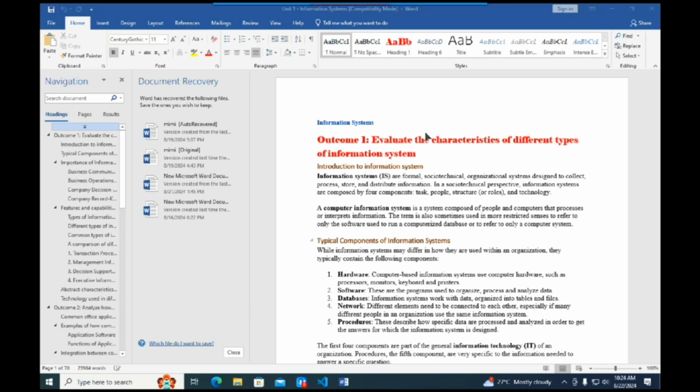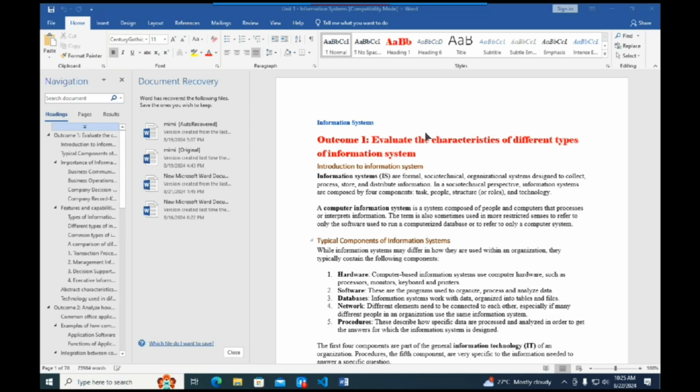So the first outcome is evaluating the characteristics of different types of information systems. And the first thing that you're going to look at is the introduction to information systems. Under introduction to information systems, there are two terminologies that we need to define and look at closely. The first terminology is information systems. We need to know what is information systems. Number two, we need to know what is a computer information system.